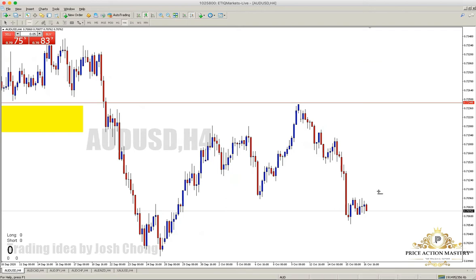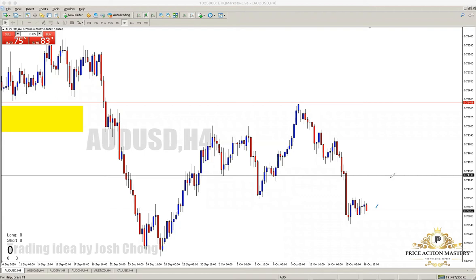This is my key line level, which will be a higher level, this level. For the potential short area, I'm looking at this area. When I'm expecting the market to retrace to this area, we can see much more sellers coming in to sell. So this is the key level.